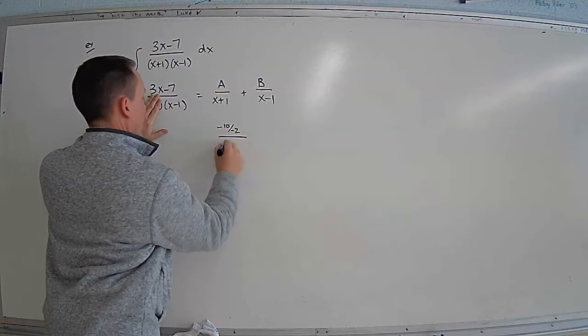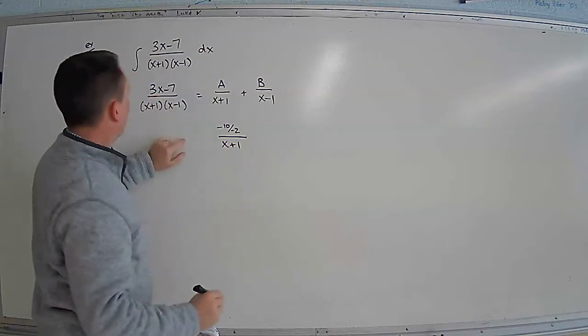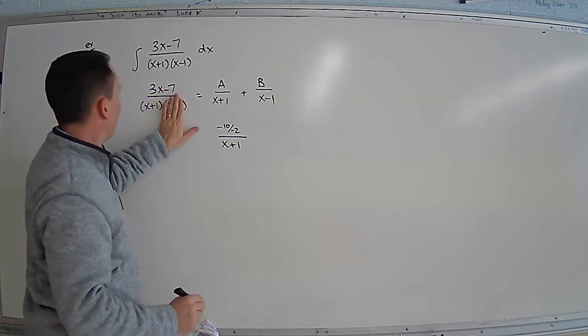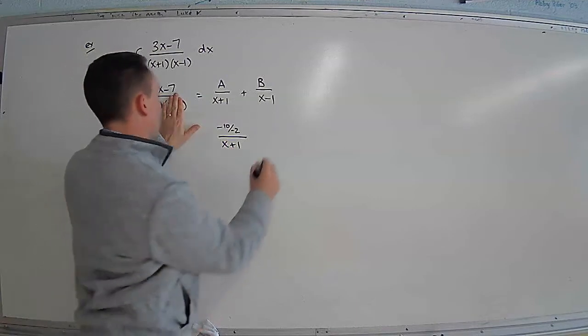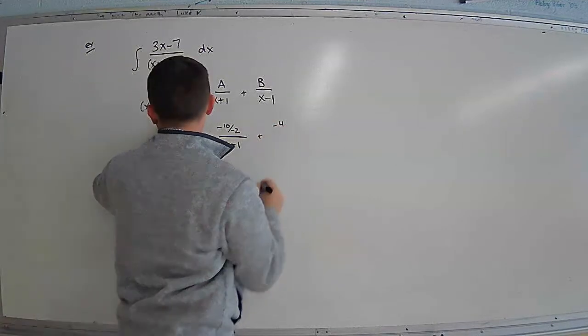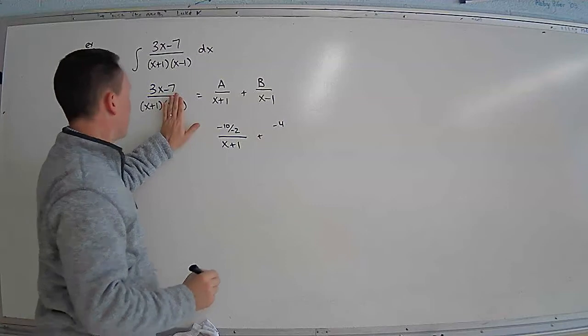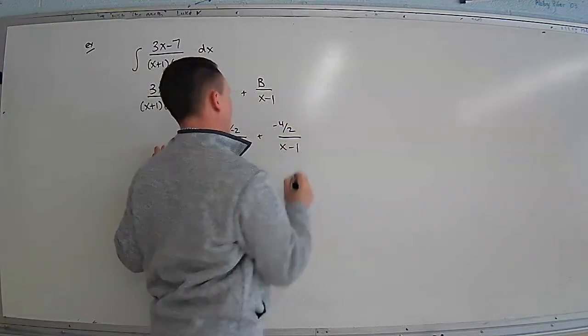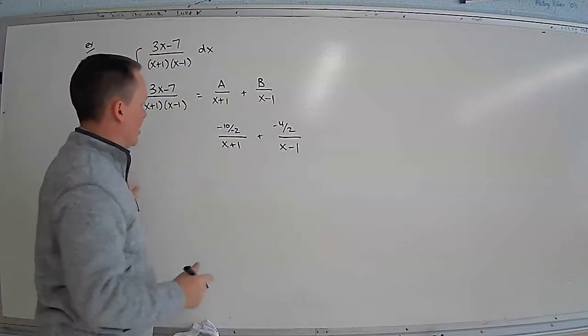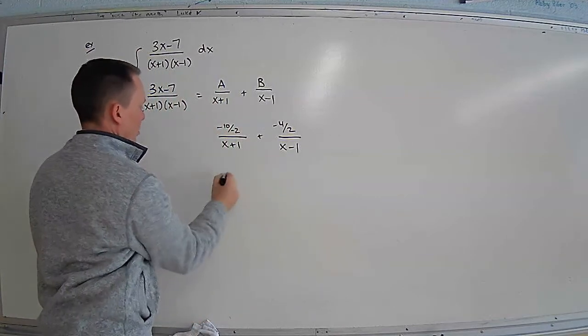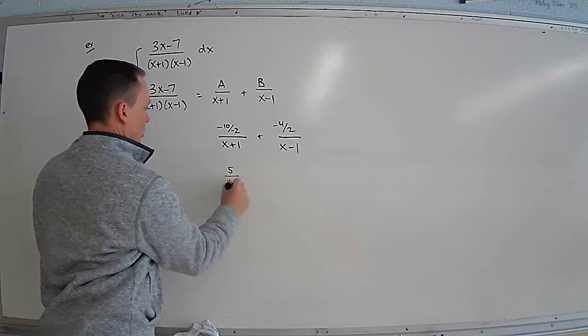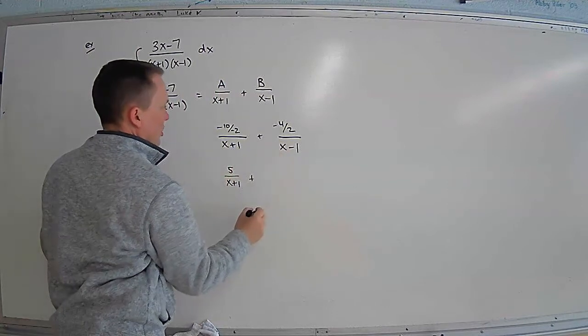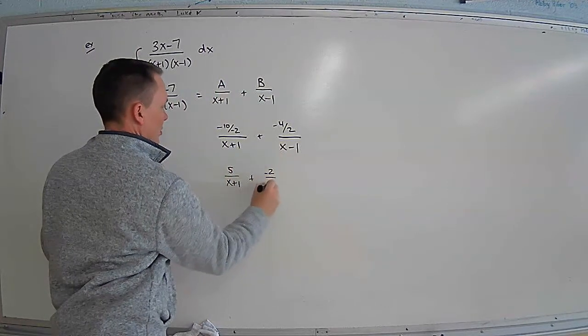So that's A. And next, 1 makes that 0, so I'm going to cover that up. 3 times 1 is 3, minus 7 is negative 4, and 1 plus 1 is 2. So negative 4 over 2, that's B. Now I'm going to clean this up. Negative 10 over negative 2 is 5, and negative 4 over 2 is negative 2.